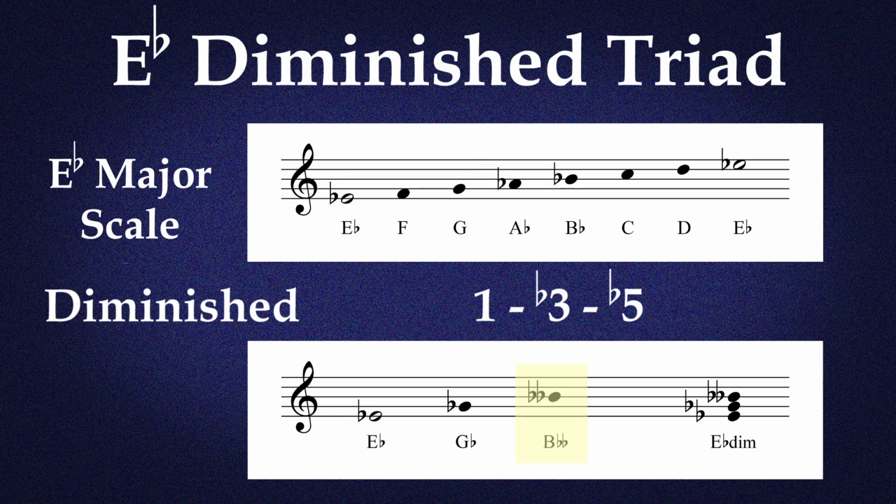The B double flat here cannot be respelled as an A. While this would not change the pitch of the note, it would change the spelling of the chord to 1, flat 3, sharp 4, and that is not the formula for a diminished triad. A diminished triad uses the flat 5, and the perfect fifth in E flat is B flat. So this note must be called B double flat to reflect the alteration of the correct note within the major scale.